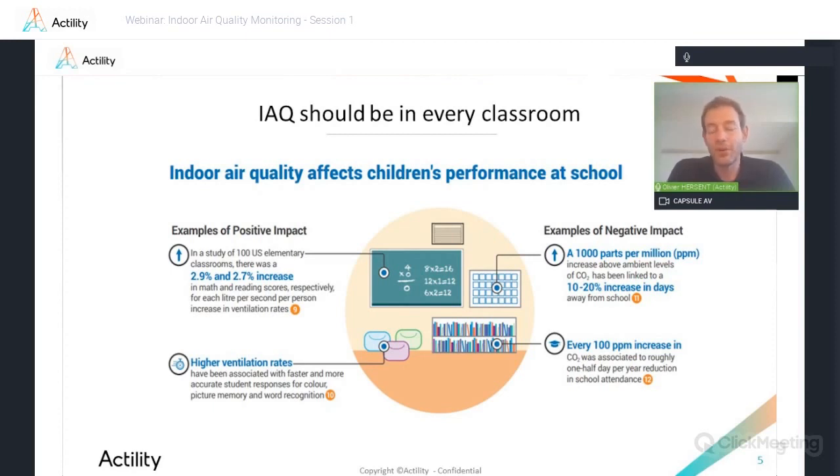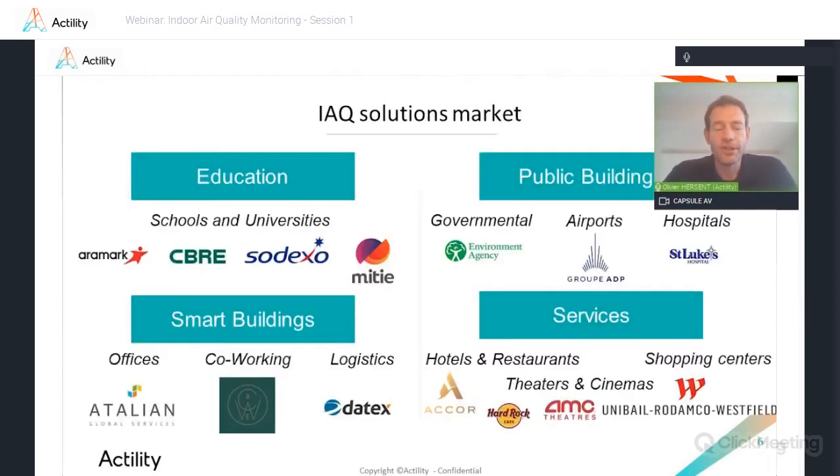Of course, with COVID-19, it's even more important. In some countries, they are putting air purification devices in the classrooms. There are some other countries that are starting massive projects to monitor indoor air quality inside the classroom. More generally, this is a very, very large market.